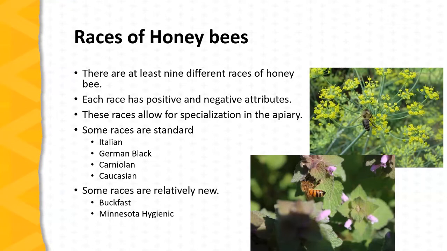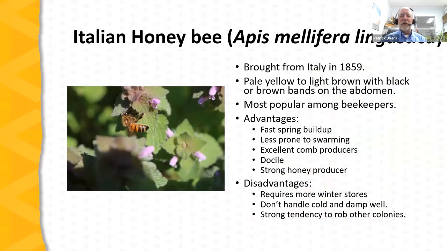Let's talk just a bit about Italian honeybees. I'm not going to have enough time this evening to go into each of the races, but we'll talk about Italian honeybees. They came to this country from Italy in 1859. They're beautiful bees, just lovely, lovely bees. They're pale yellow to light brown. They have those dark stripes on their abdomen.